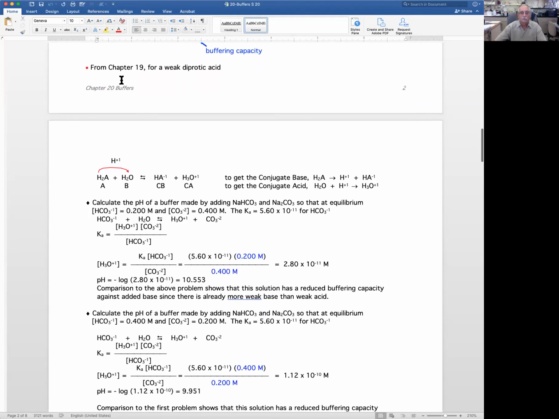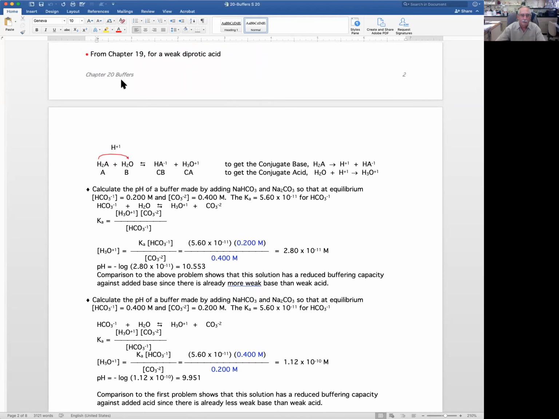And also, for a diprotic acid, here's the acid, here's the base. I know that because I can watch where the hydrogen ion goes. It goes from the acid to the base. And then, here's how I would get my products.